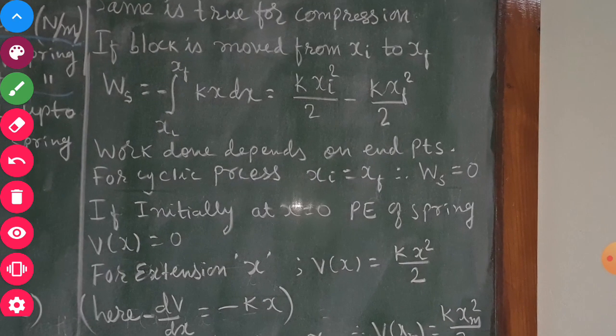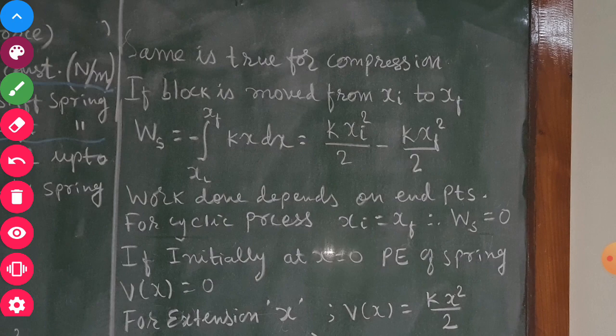Okay, now this is same, or rather it is true for the compression also. If you compress the spring, then this is true for the compression also. Now say, if you are taking the block from initial position xi to some xf, now we are generalizing. So work done by this spring force is nothing but the kx dx same, but instead of 0 we have written xi. Then if you integrate it, then you will get kxi square by 2 minus kxf square by 2.